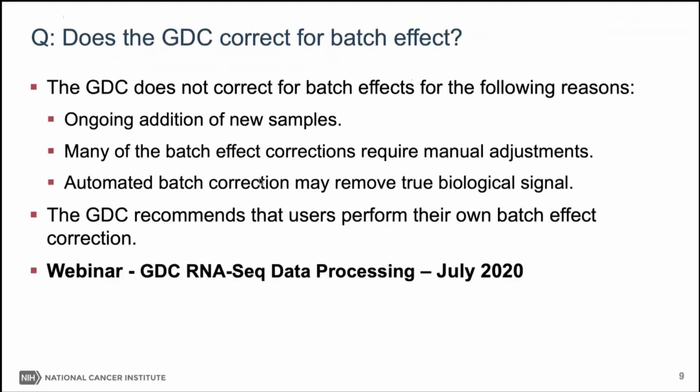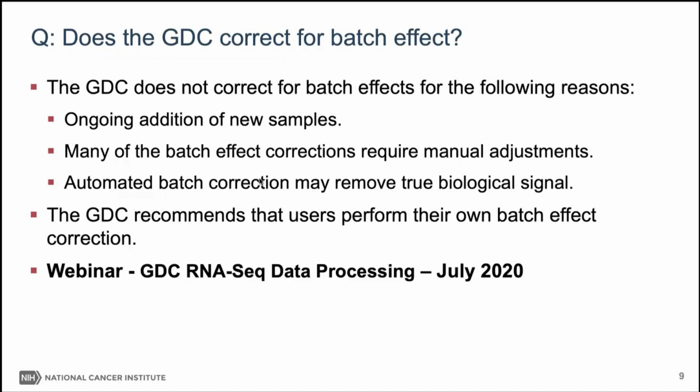A question we do get often is, does the GDC correct for batch effects? And the answer is no. The GDC does not correct for batch effects. And that's for a few reasons. Correcting for batch effects depends on which samples are present in your group. And while the GDC does have a set group of files there, you may be using a smaller subset of that, and a smaller subset would mean less removal of anything interesting.